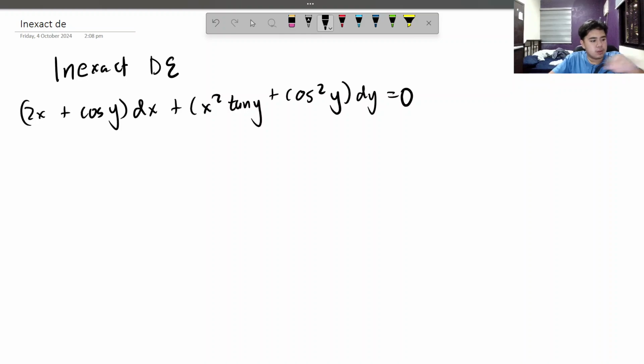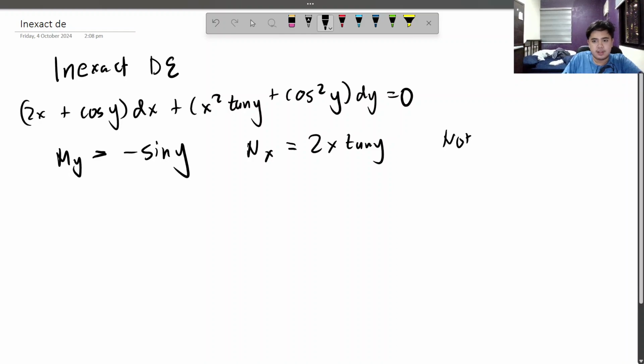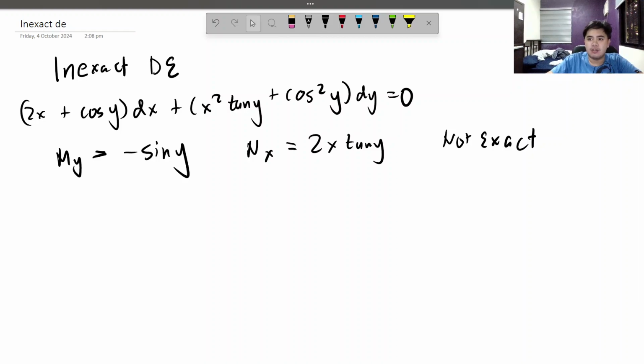Hold on. My is negative sine y, and then nx equals 2x tangent y. This is not exact. So do we give up? Do we find another one? Well, maybe not. Maybe we can still solve this using a formula. What would that formula be?